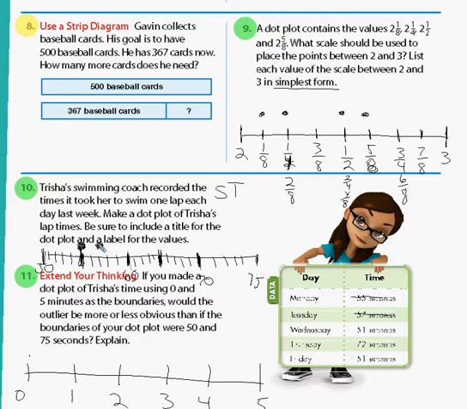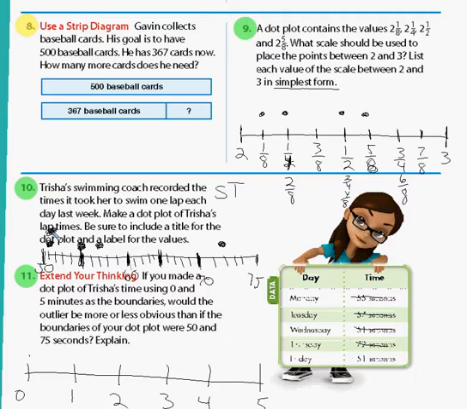Next, on Wednesday, was 51 seconds. Right there. And on Thursday was 72 seconds. 71, 72. Looks like that's going to be our outlier. And then on Friday, she had another quick time of 51 seconds. Kind of goes up in my question there a little bit, doesn't it?